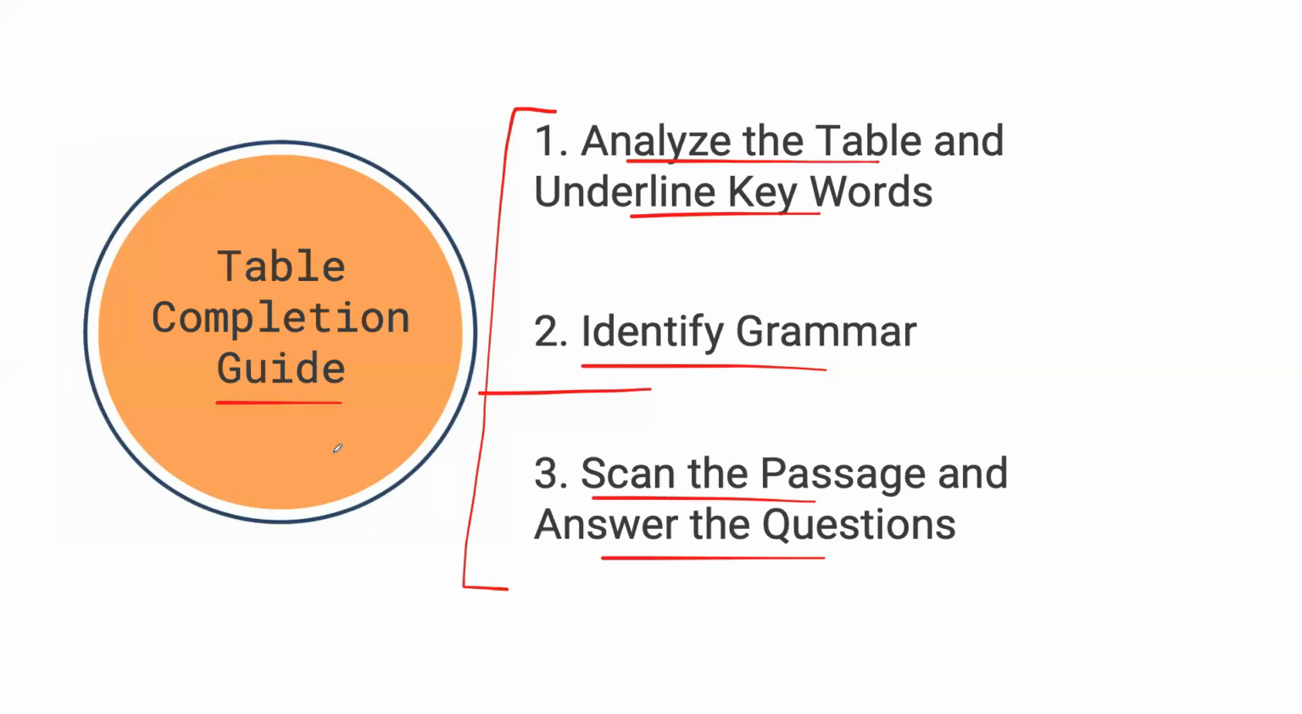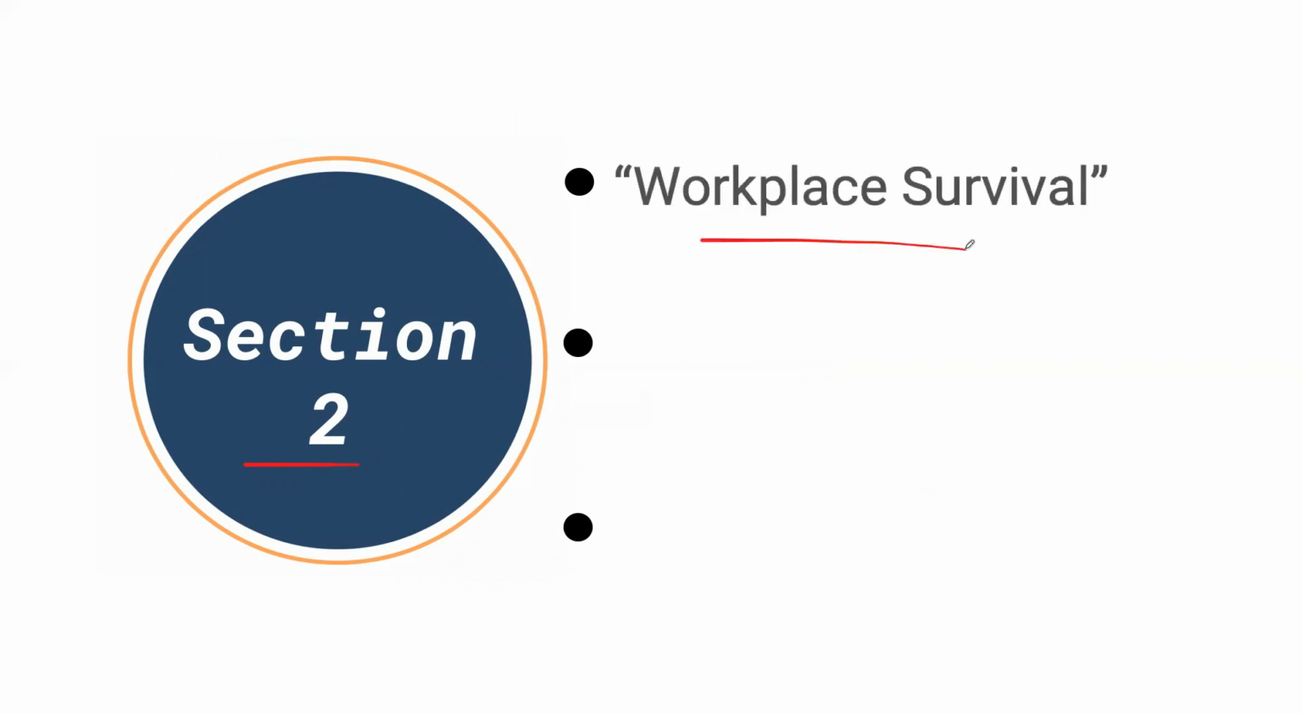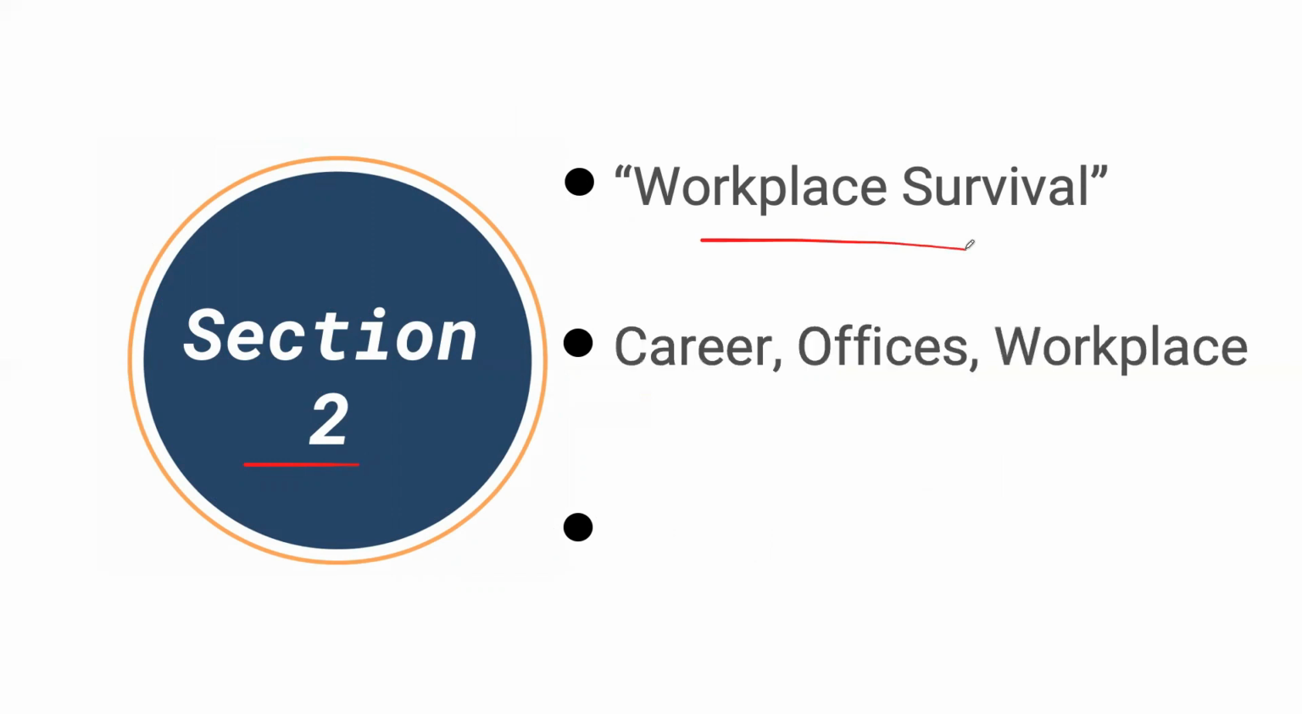And today we're going to be in section 2. So as you know, the general reading exam has 3 different sections. Section 2 is called Workplace Survival. So that basically means you're going to be reading things about careers, perhaps life in the office, situations in the workplace. It's going to be career oriented, and it's going to give you information you would need to know to survive in the workplace in an English speaking country.